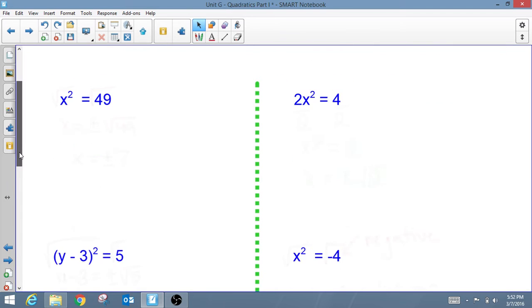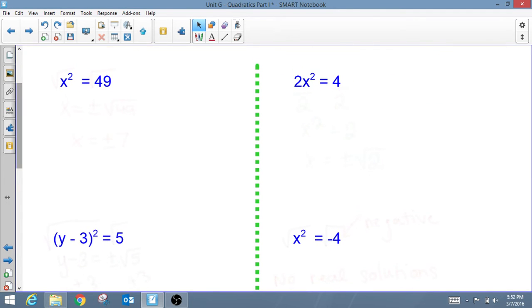Let's look at x squared equals 49 first. What do you think our first step in this equation would be? To solve for x, the first thing that we need to do is take the square root. When we take the square root, we'll end up with x on one side. Our square root property tells us that we are going to have plus or minus the square root of 49.